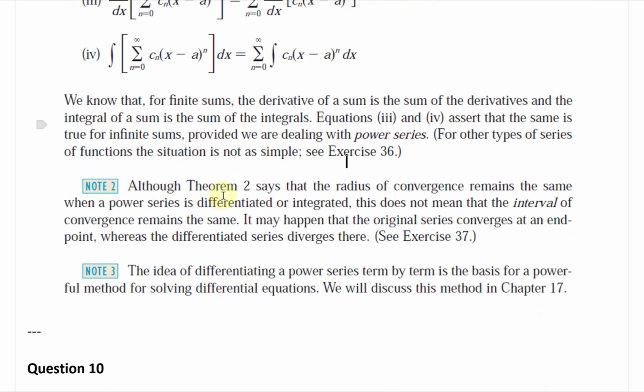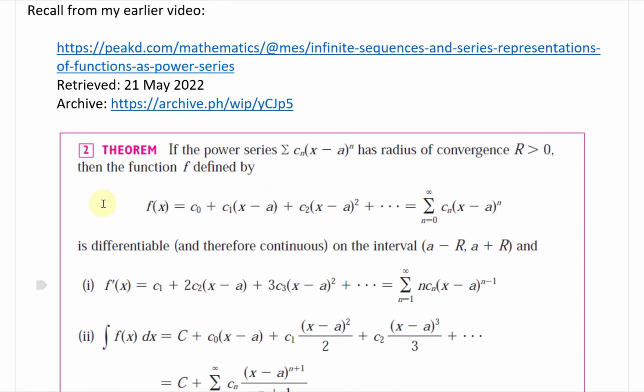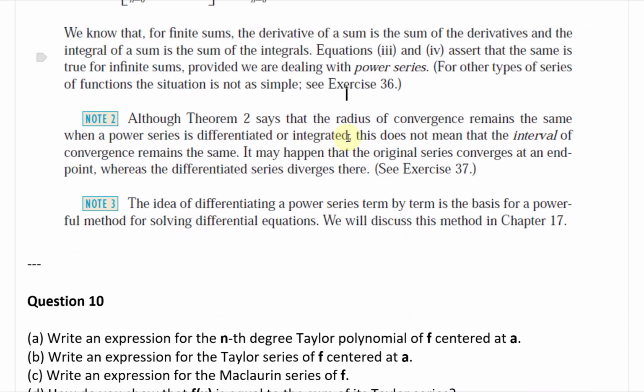And note 2: although theorem 2 states that the radius of convergence remains the same when a power series is differentiated or integrated, this does not mean that the interval of convergence remains the same. Remember, at the endpoints, it could be an open or closed bracket, so the endpoints may not be the same. It may happen that the original series converges at an endpoint, whereas the differentiated series diverges there. So that's exercise 37.